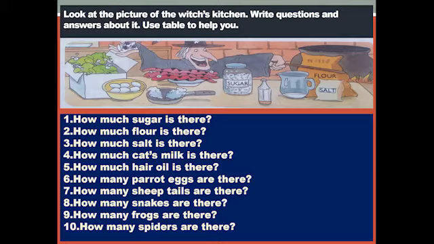Question number 9 is: how many frogs are there? Yes, there are 4 frogs. The question number 10, and the last question, is: how many spiders are there? Look at this picture, count the spiders and tell me how many spiders. Yes, there are 3 spiders.